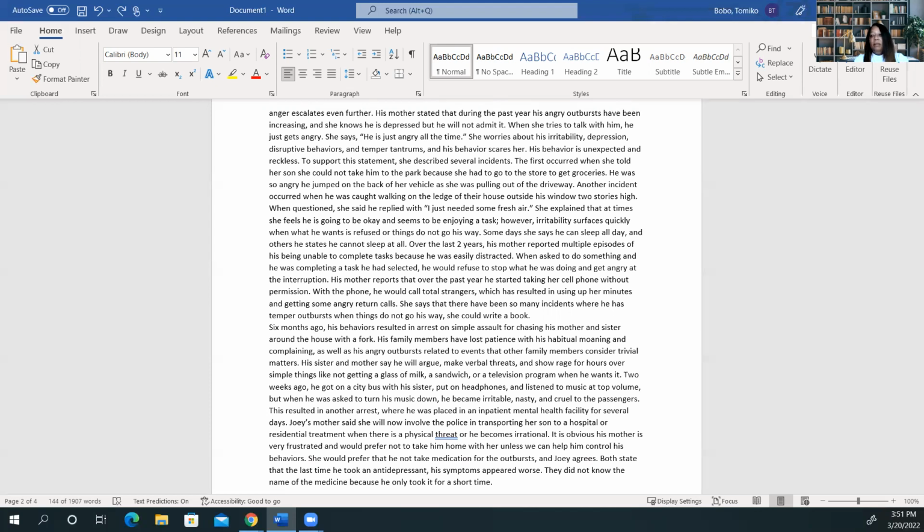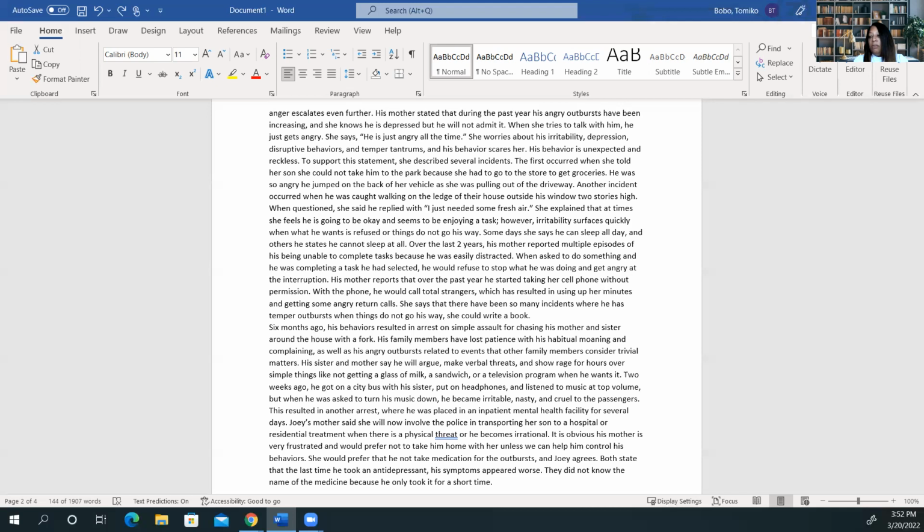She explained that at times she feels he's going to be okay, and he seems to be enjoying a task. However, irritability surfaces quickly, and she also stated that he can't sleep. Over the past 2 years, the mother reported multiple episodes of his being unable to complete tasks because he was easily distracted. When he was asked to do something, he was completing a task he had selected. He refused to stop what he was doing and got angry at the interruption.